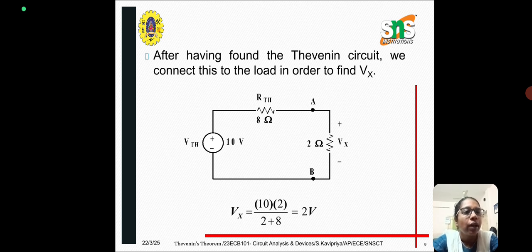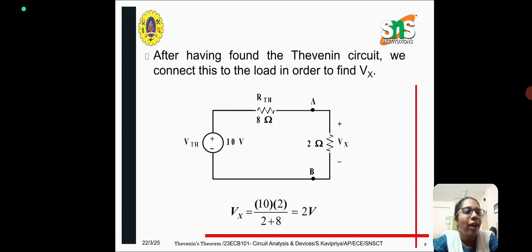Next step is that we have to find the current that flows through this 2 ohm resistor. For that, IL is equal to VTH divided by RTH plus RL. By applying that formula we can find the current that flows across the 2 ohm resistor. After finding the current, the voltage available across the 2 ohm resistor is the current into the value of that particular resistor, which is 2 ohms.